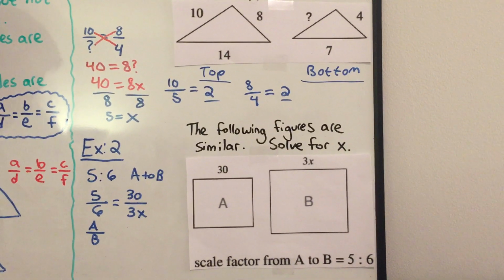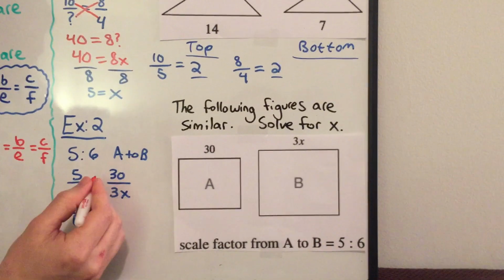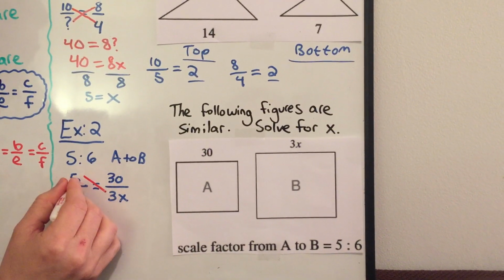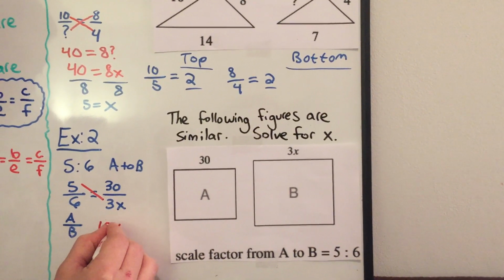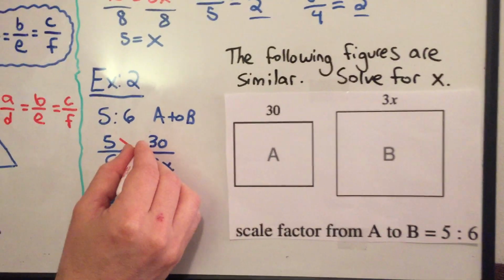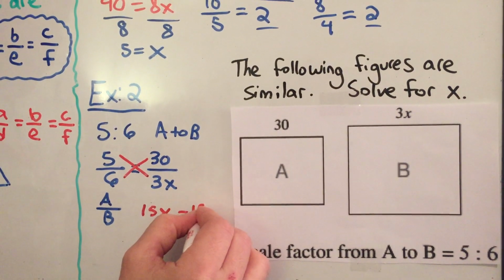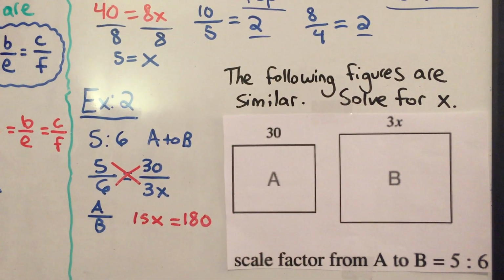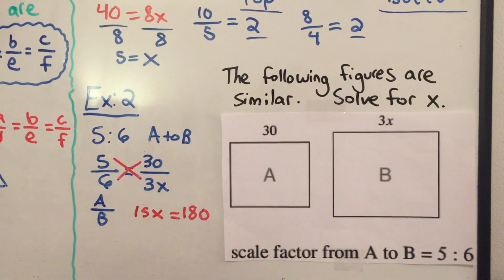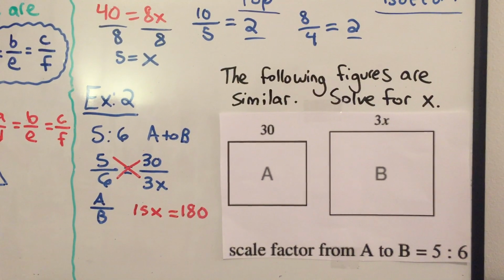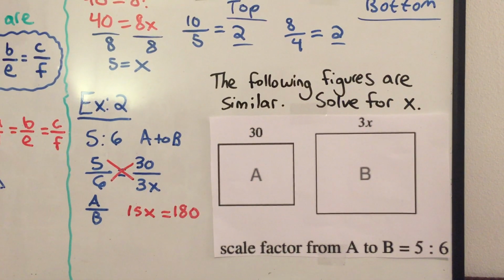Now, from here on out, you're going to pretty much do the same thing we did up here. We're going to cross multiply. So I'm going to do 5 times 3 gives me 15x equals, multiply 6 and 30, and that gives me 180. And I'm going to let you finish things off here. Just divide by your 15, solve for x, get things situated. And then remember, also finish your other question as well.